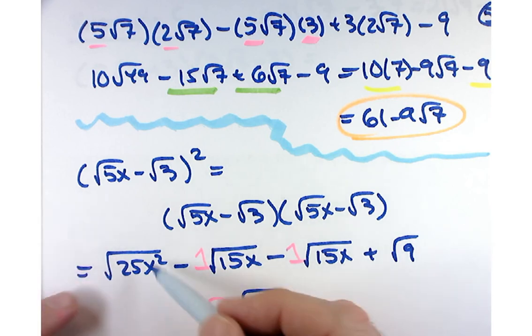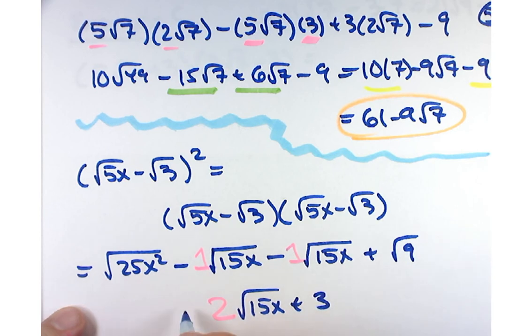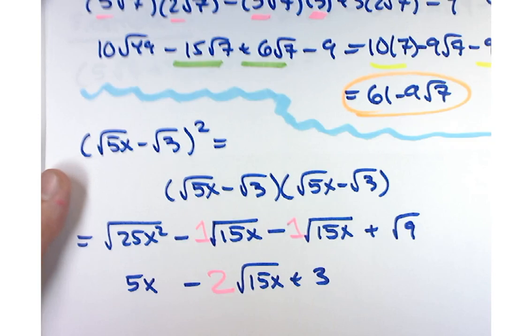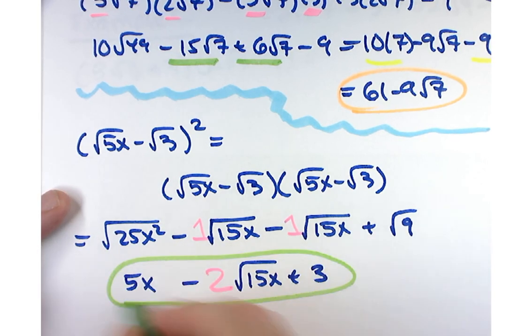Hannah, help me out with these outside terms. This one's a 3, but how about this one? What would that simplify to? 5. 5 and then x, right? Thank you. You're welcome. And that's it. That's as far as we can go. None of these are like terms. None of them simplify any farther. So that's it.